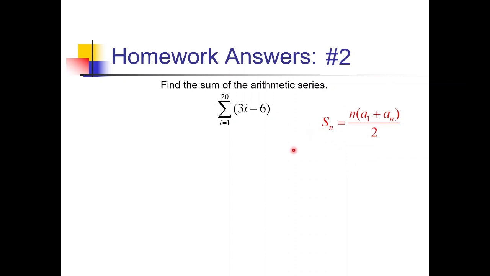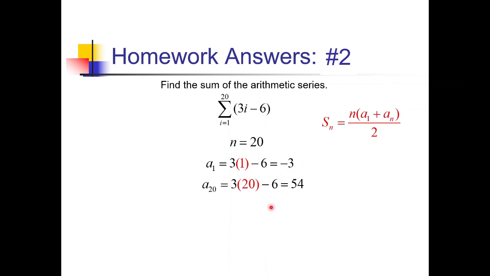For my n value, since we're starting at 1 for this index and our upper limit of summation is 20, that's 20 terms total. So we have 20 for n. A sub 1 is what I get when I plug in 1, the first index, for my summand. So that's 3 times 1 minus 6, which is 3 minus 6, giving me negative 3. And for a sub n, that's the upper limit of summation being plugged in. So we'll have 3 times 20 minus 6, which is 60 minus 6, or 54.